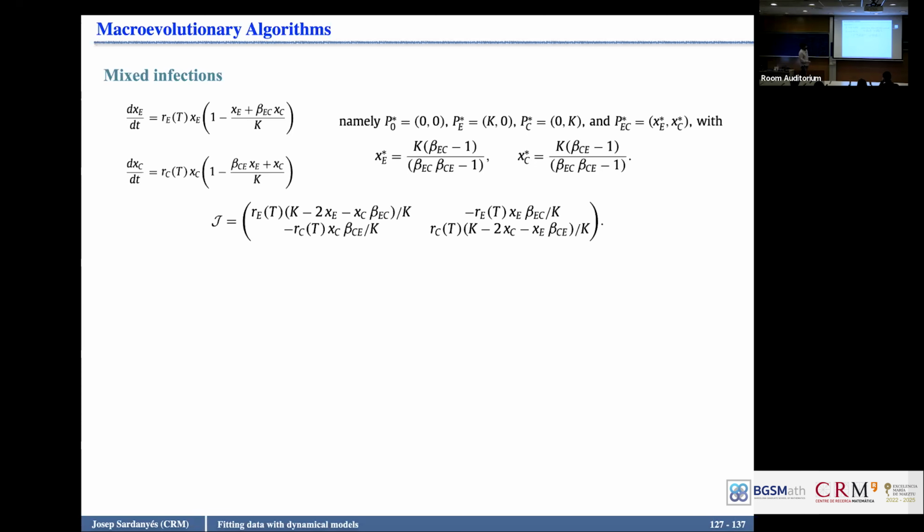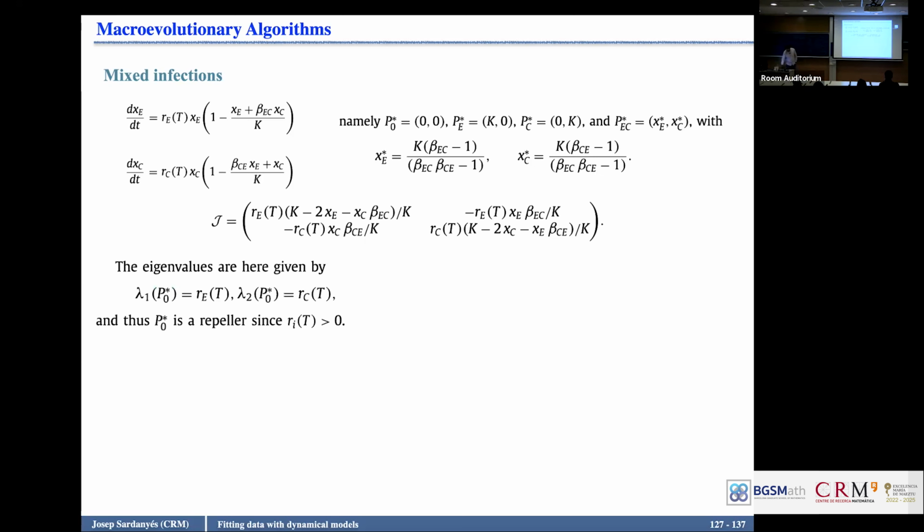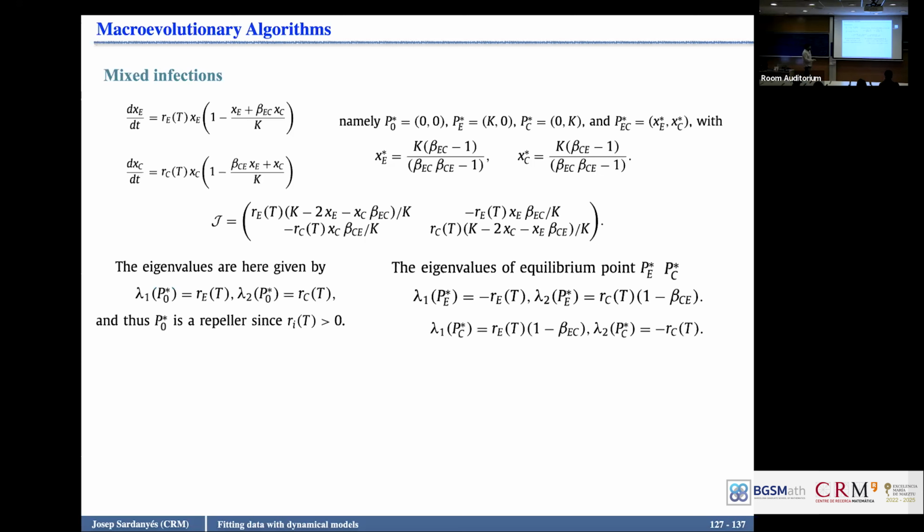So this is the linearization of the system. This is the Jacobian matrix. Of course, for the 0, 0, if I compute the values at this point, so local stability, what I get is 0, 0, this cancels, and I obtain RET 0, 0, RCT. And RET and RCT are positive. So the 0 is a repeller. If I compute the values for E and PC, they are very similar, and one of them is negative always, and the other one depends on this relation.